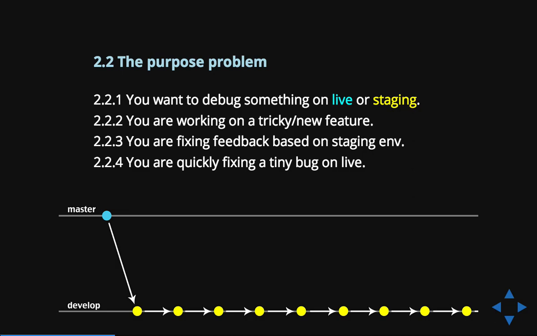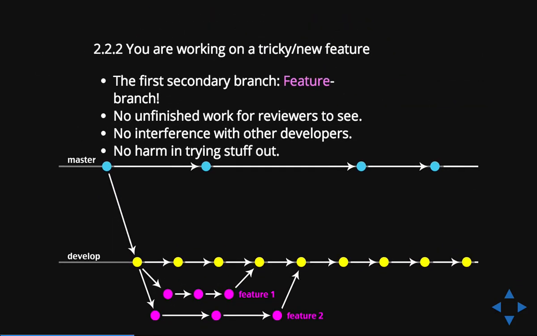So we have 2 main branches. We have the main branch, the master, which stands for live, and the develop branch, which stands for staging. Now, the first purpose problem, you want to debug something on live or staging, is already solved by dividing Git or using 2 branches, master and develop, because you can just, with your local environment, check out master, debug something on that, or check out develop and debug something on that. So we have 3 following purpose problems. The first one, working on a tricky new feature.